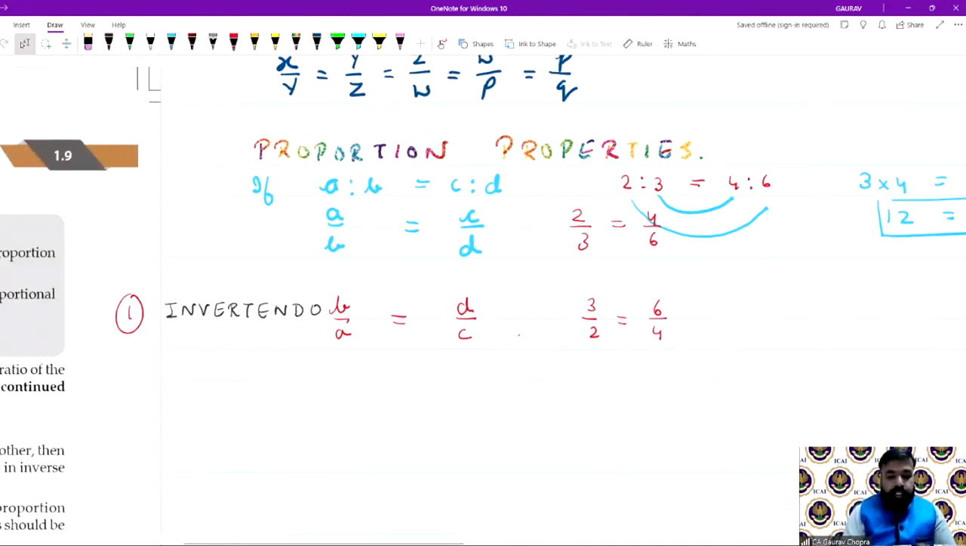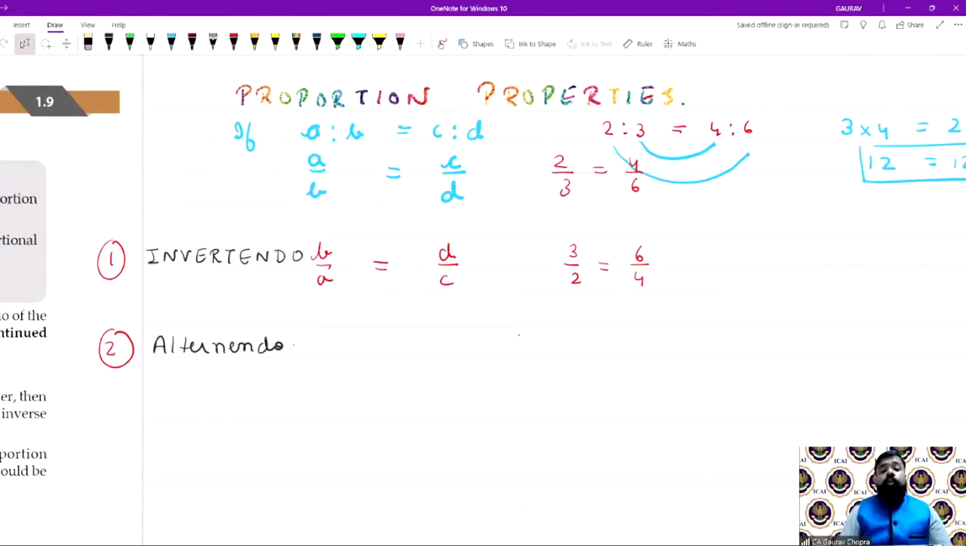Now, let us come towards the second point. Second says alternando. Alternando means we have to interchange the cross positions. How do we interchange? Let us see. Let's say we originally have A by B is equal to C by D. And now we are interchanging C with B. We are changing the positions of C and B. So what will it become? It will become A by C equal to B by D.